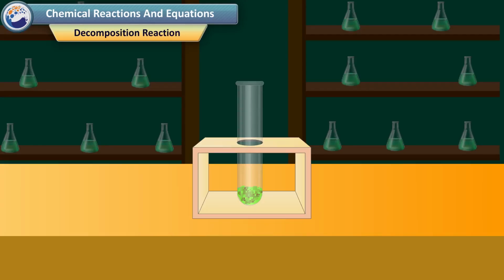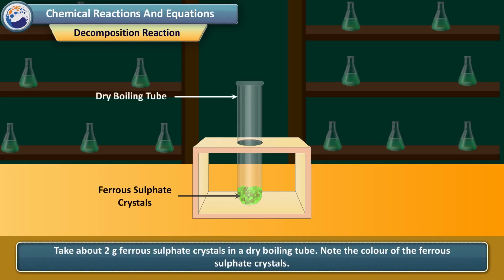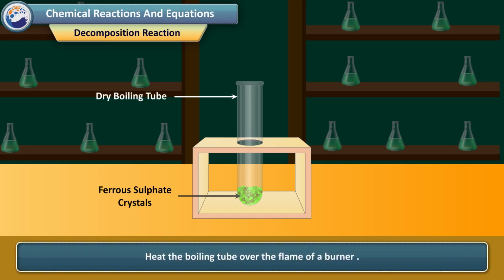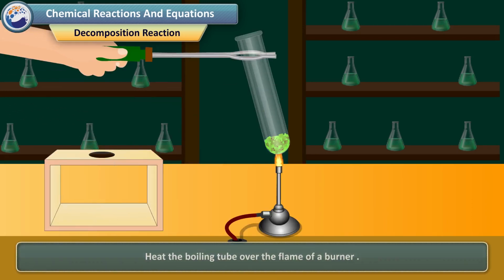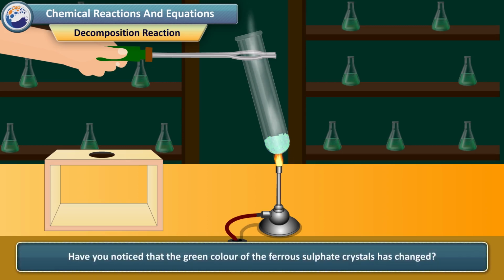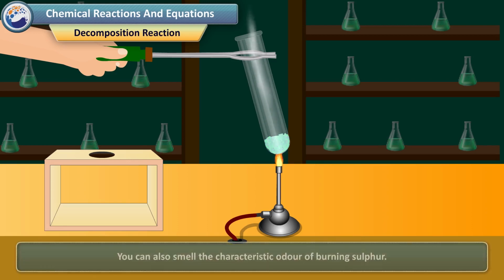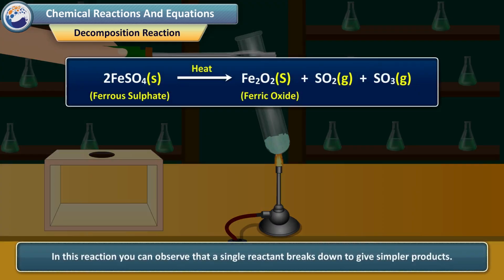Decomposition reaction. Take about 2 gram ferrous sulfate crystals in a dry boiling tube. Note the color of the ferrous sulfate crystals. Heat the boiling tube over the flame of a burner. Observe the color of the crystals after heating. Have you noticed that the green color of the ferrous sulfate crystals has changed? You can also smell the characteristic odor of burning sulfur. In this reaction you can observe that a single reactant breaks down to give simpler products.